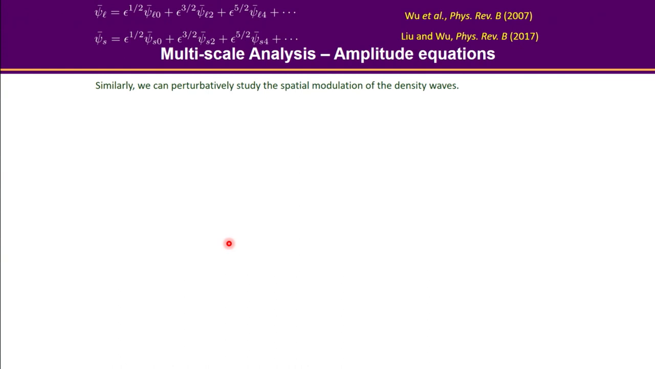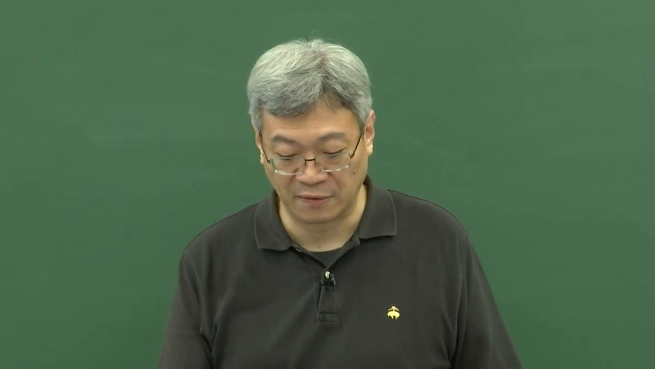We are going to use the same technique to study the spatial modulation of the density wave. But keep in mind, we are trying to make a connection with the DFT, which I showed you at the very beginning of the class. Since the amplitude equation is about how the amplitude varies over space, it is possible that we can make a connection here.